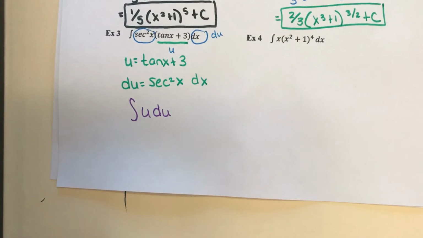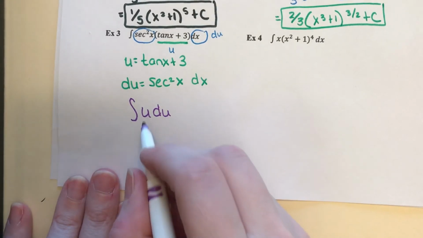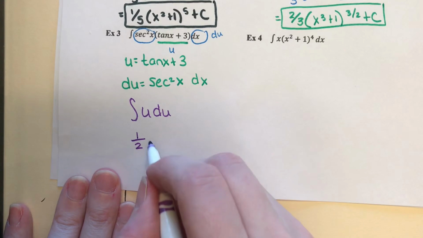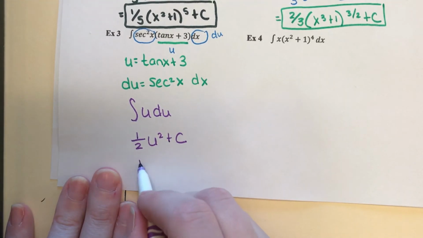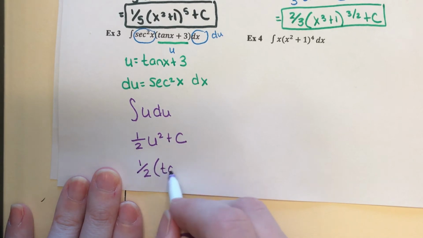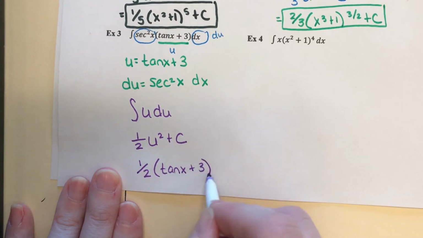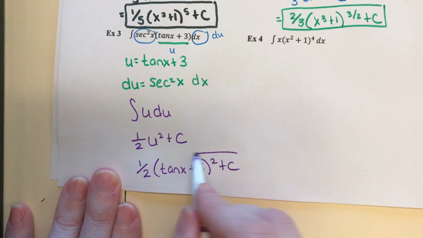Okay, so now I'm going to take the integral. I'm going to add and divide. The integral of u is 1/2 u squared plus c. And I'm going to plug back in for u. So u is tangent of x plus 3 squared plus c.